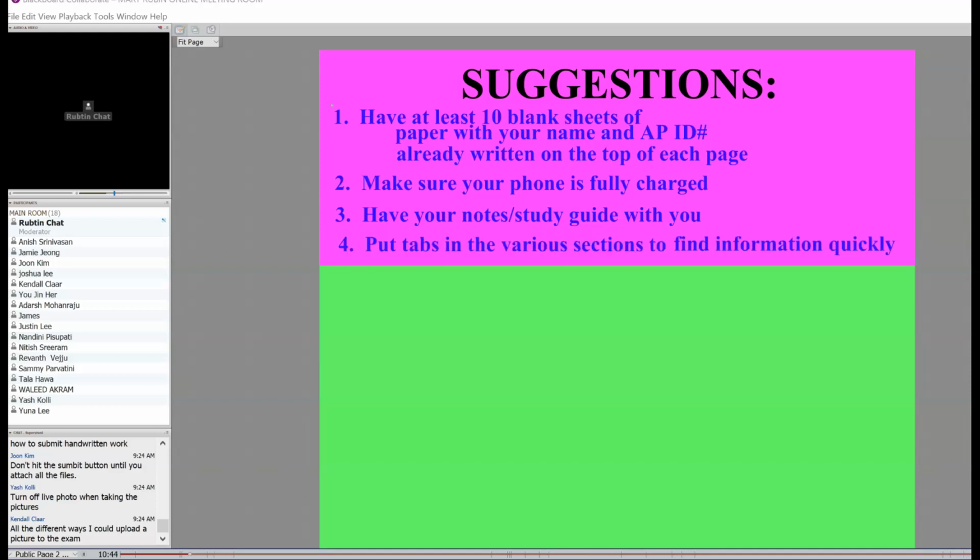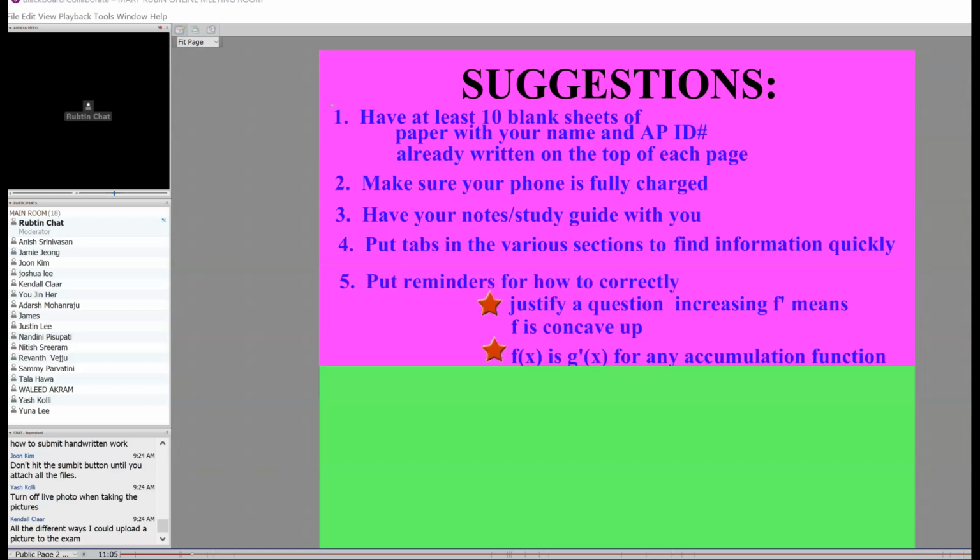In addition to that, I would say put tabs in your sections, right? So you don't want to be hunting through and going, oh my gosh, what is this? Ideally, you won't have to hunt for anything. But if you are looking for something, you want to know exactly what it is. You don't want to be wasting time going, wait, what did I do? I don't remember what I did with this. Or I haven't looked at the study guide.